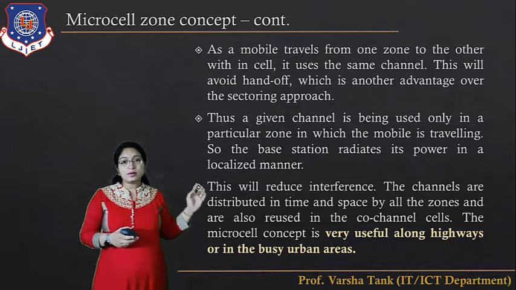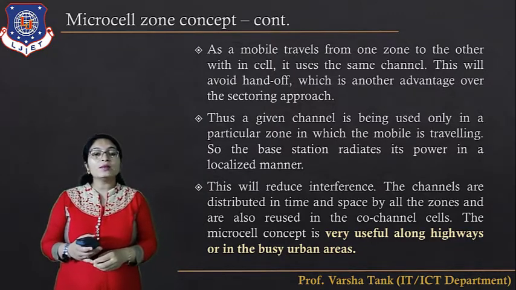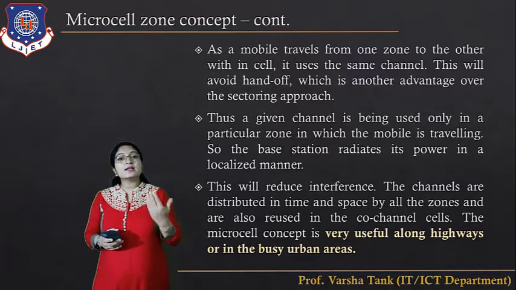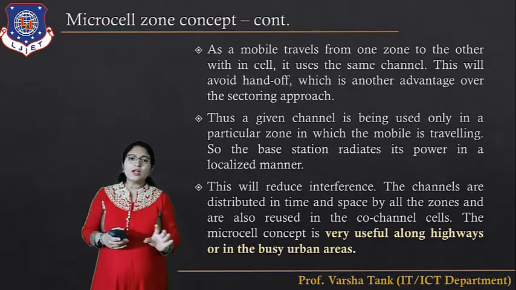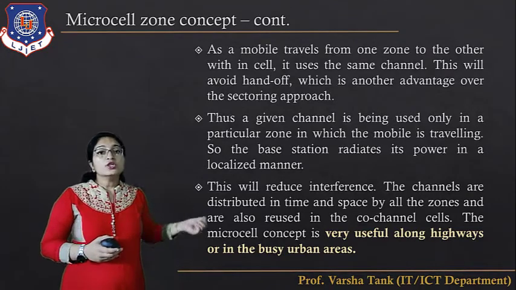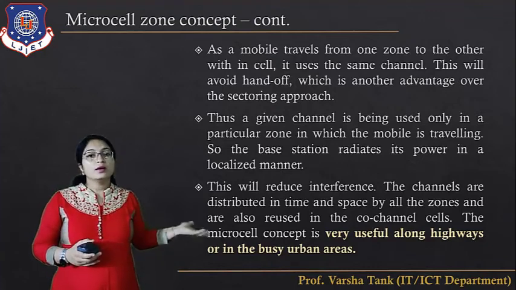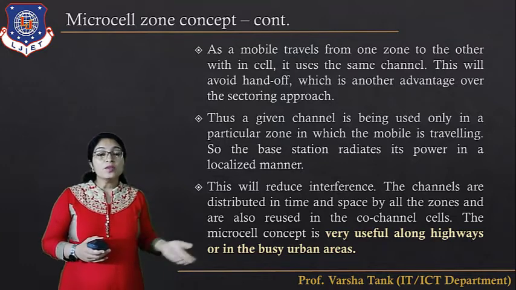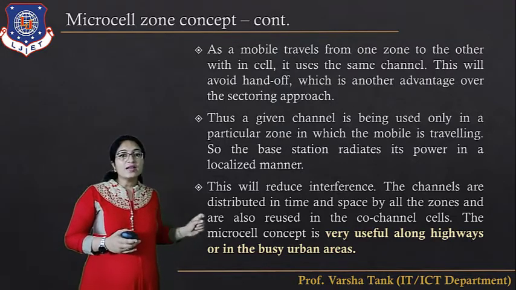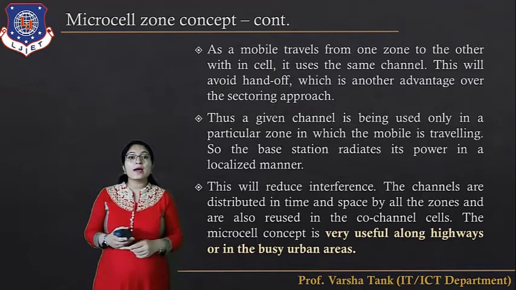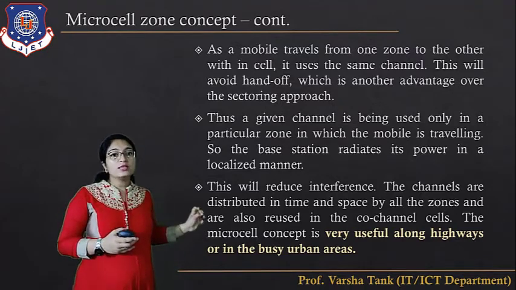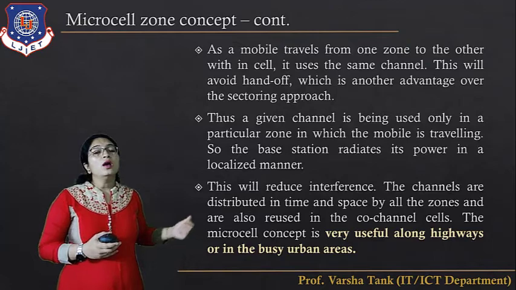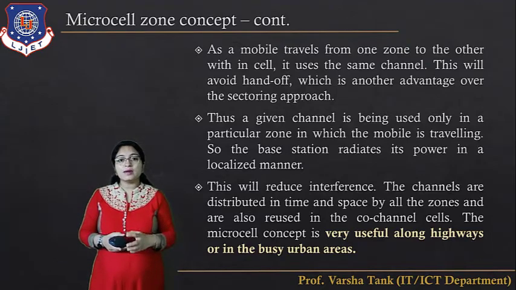Thus a given channel is being used only in the particular zone in which the mobile is traveling. So the base station radiates its power in a localized manner. Only in a localized manner will the power be transmitted. So this will reduce the interference. We are not sectoring the cell, so this will reduce interference. The channels are distributed in time and space by all the zones and are also reused in the co-channel cells. So the microcell concept is very useful along highways or in busy urban areas.